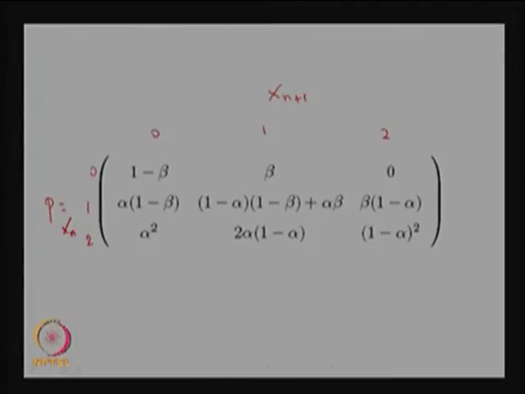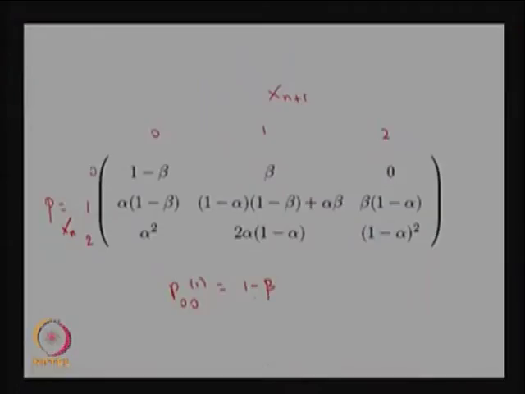So, the first entry will give the probability of going from 0 to 0 in one step. That means in the nth step the number of working machines is 0, and what is the probability that in the n plus 1th step also 0 machines are in working condition? That means all 2 machines are under repair, and the probability that the crew is not going to repair is 1 minus beta. Therefore, the probability is 1 minus beta.